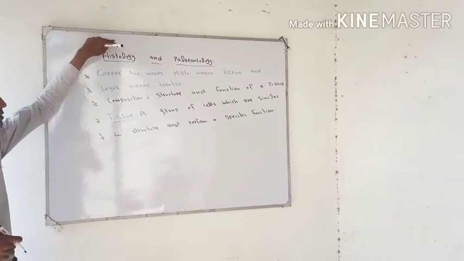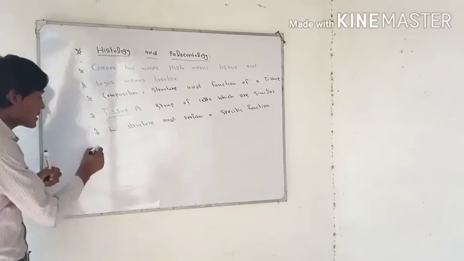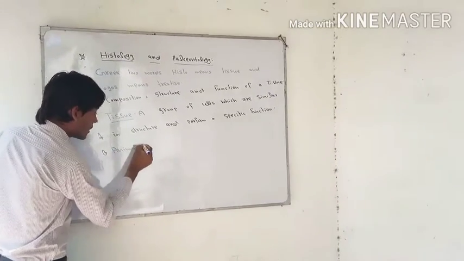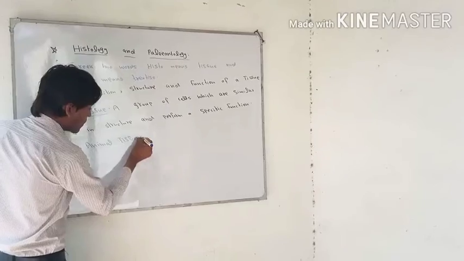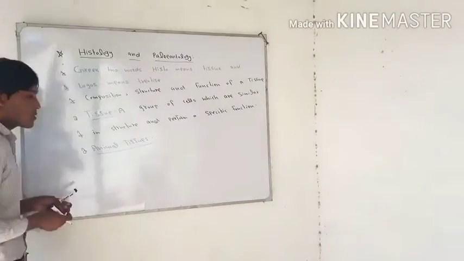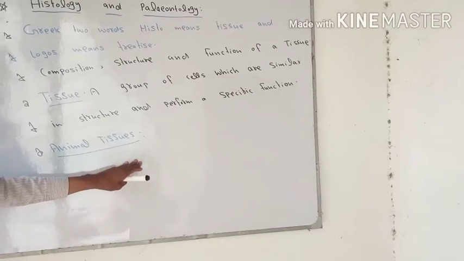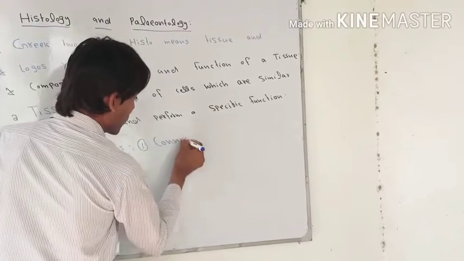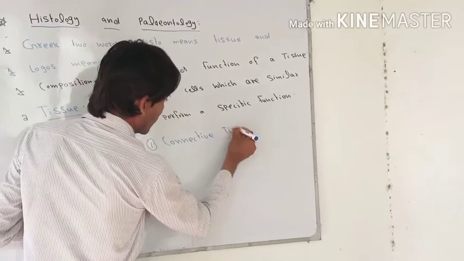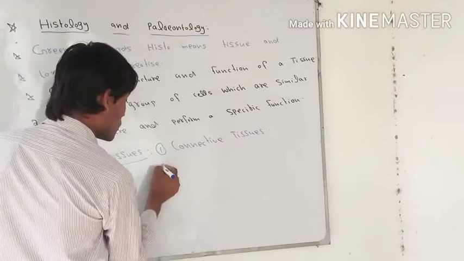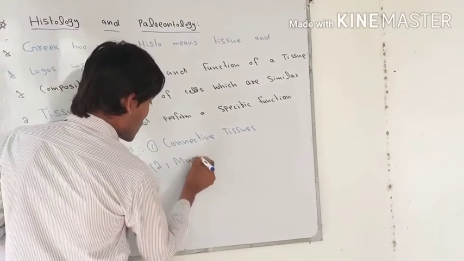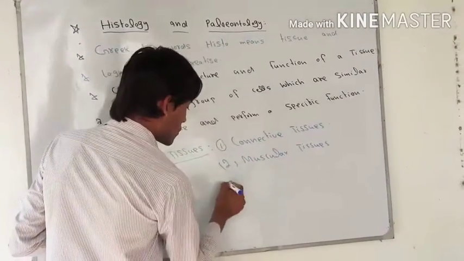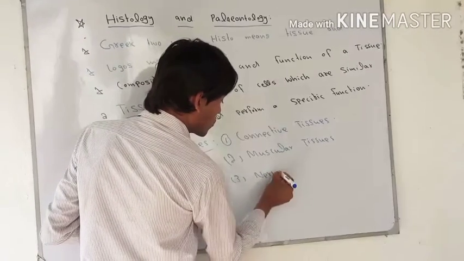Now, in histology we discuss that there are two types of tissue. One is called animal tissue. So what are the animal tissues? There are basically four main types of tissue, but we'll give just one or two examples. For example, we can study connective tissue, muscular tissue, and nervous tissue.